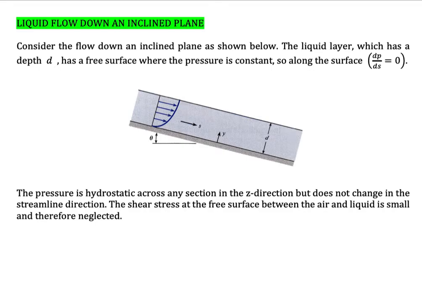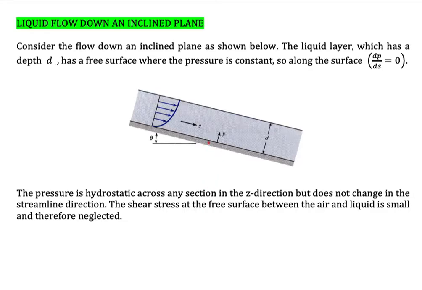The second situation is liquid flow down an inclined plane. This situation is different from situation number one, because in situation number one, the plane is horizontal. That means the liquid will not move. That's why we need the upper plate being pulled by a certain force to move the liquid.